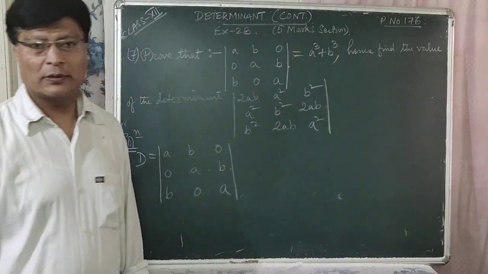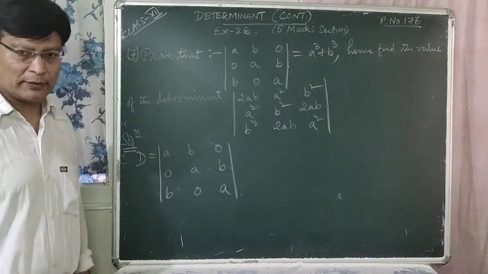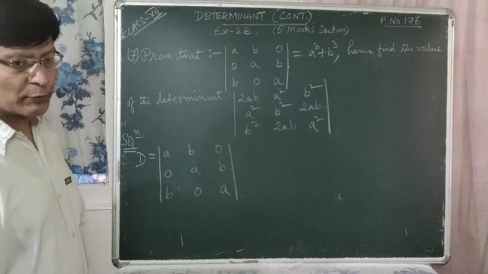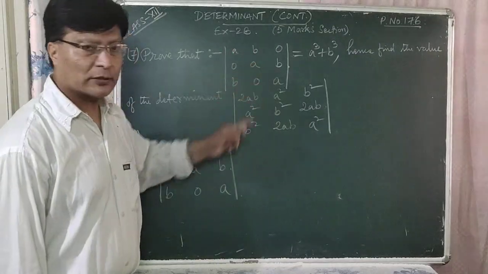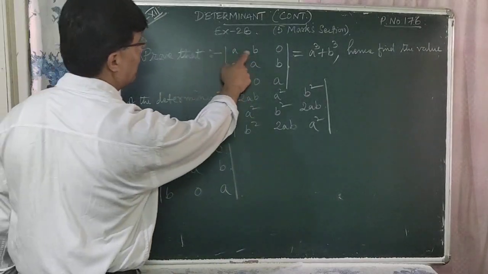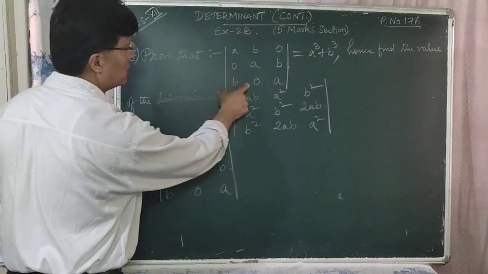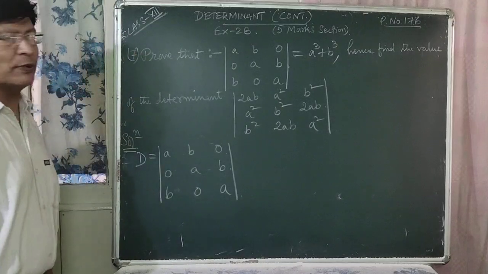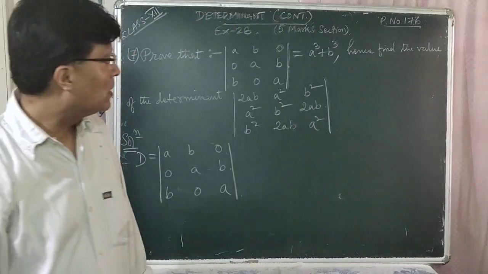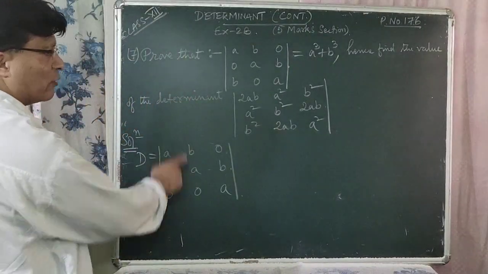So now let's do this question. That is question number 7. First of all, you have to prove that this third order determinant, first row is A, B, 0, second row 0, A, B, third row is B, 0, A, is equal to A cube plus B cube. Right? And hence you have to find out the value of this determinant.